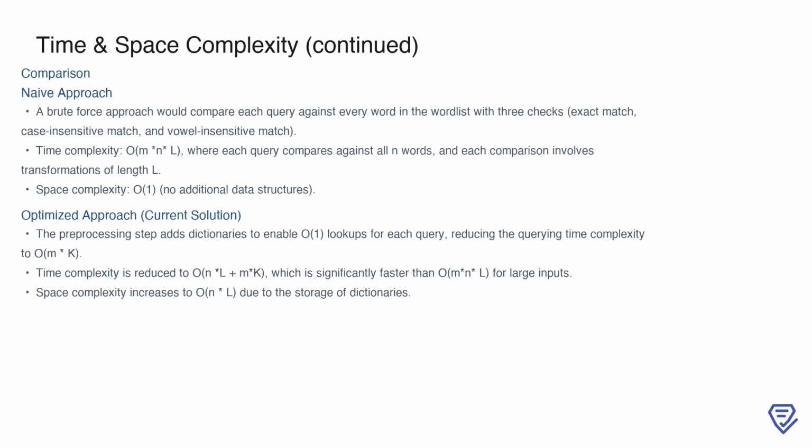In contrast, the optimized approach pre-processes the word list into dictionaries, enabling O(1) lookups for each query. This reduces the query time complexity to O(m*k), resulting in an overall time complexity of O(n*L + m*k). The trade-off is an increased space complexity of O(n*L), due to the dictionaries. This optimization is especially valuable for large inputs, where the naive approach becomes computationally expensive.